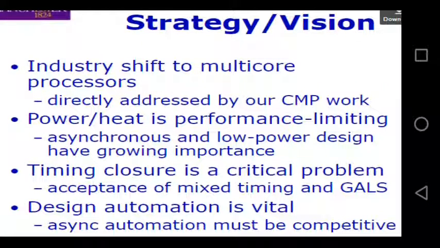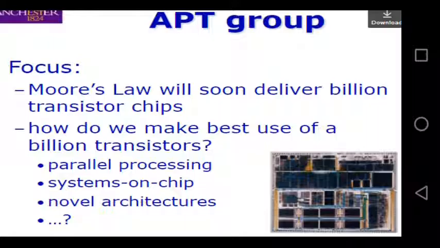Next, we see some strategy. So, how do we make best use of these billions of transistors? It means we can do parallel processing, we can do system on chip, we have to employ novel architecture. Deploying these billions of transistors is itself a big challenging task, and how to make best use of them is another challenging task.